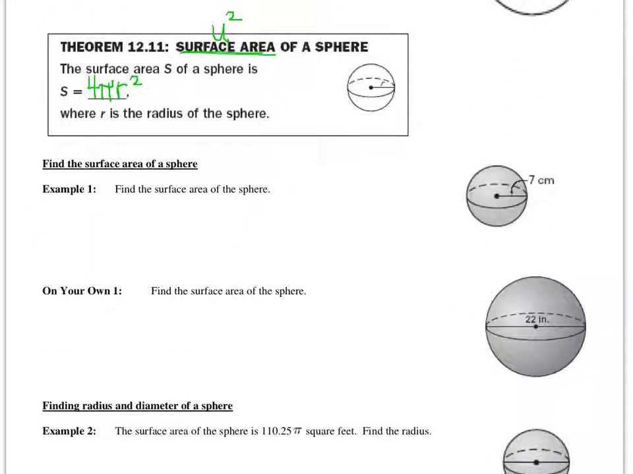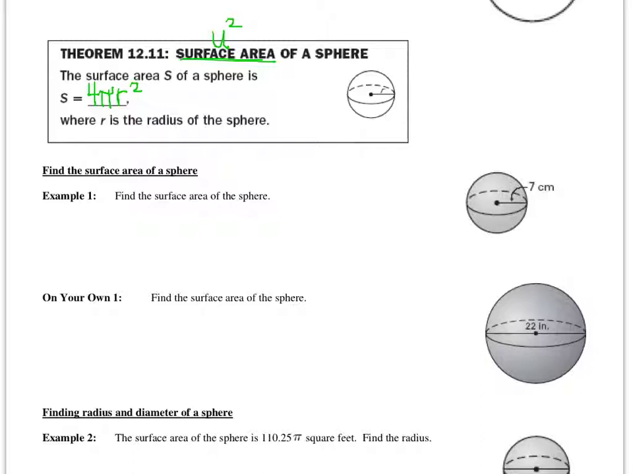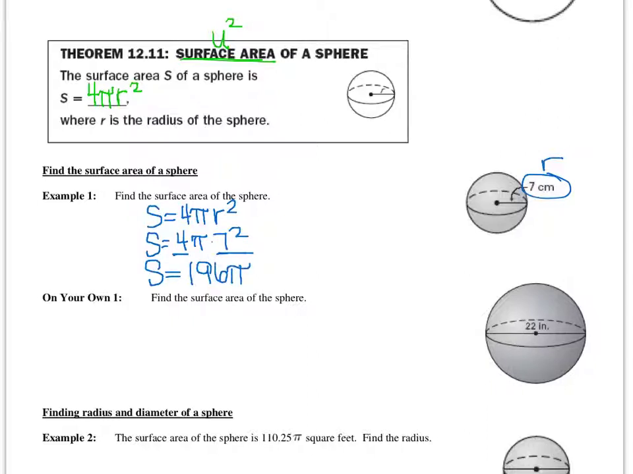So let's try a couple problems here. It says find the surface area of the sphere. So we'll use our formula. Surface area equals 4 pi times our radius squared. Well, this we know is our radius. So surface area equals 4 pi times 7 squared. So if I do 4 times 7 squared, my surface area exactly is 196 pi, and my units would be centimeters squared. Or that's approximately equal to, if you do 196 times pi in your calculator, 615.75 centimeters squared. So pause it and try the next one on your own.